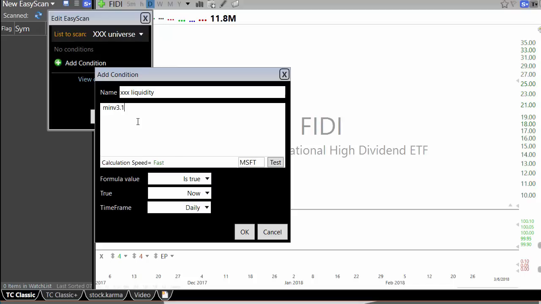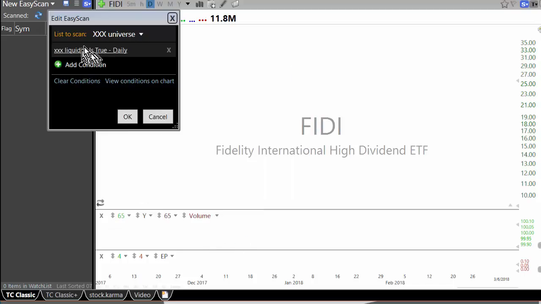Mean V 3.1 is greater than or equal to 100,000. So what does this mean? Look, the stock has traded at least 100,000 shares in the last 3 days. So that's the first condition.